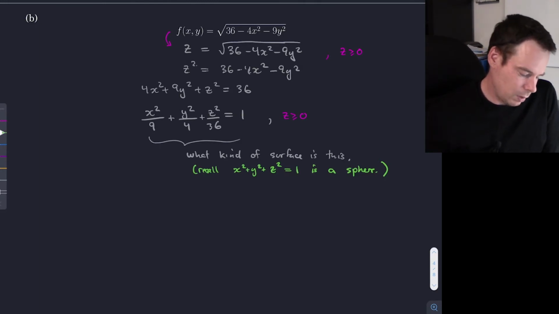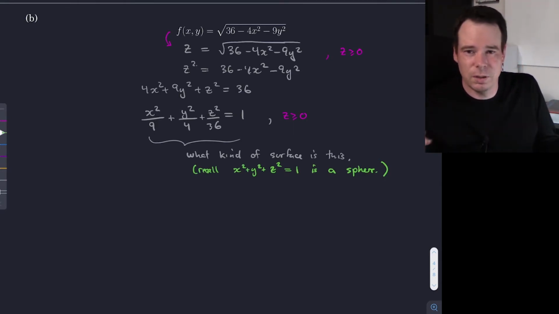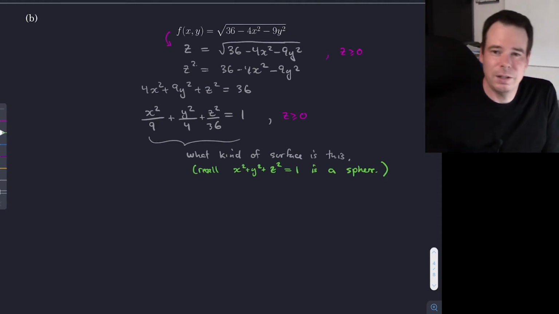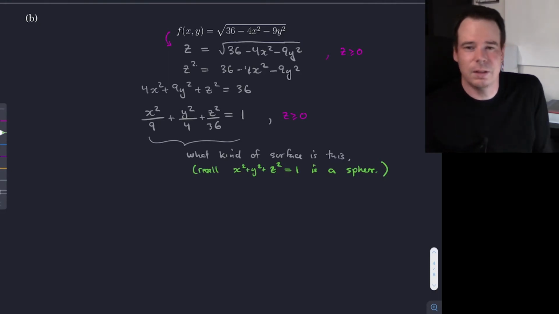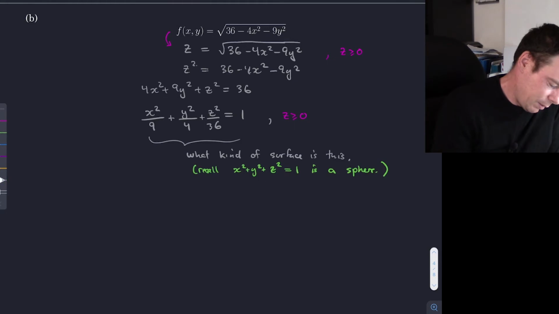So this is not a sphere because we've got these denominators. But what do those denominators 9, 4, and 36 do? They actually just stretch the sphere in the different directions by different magnitudes. So what we actually get here is like a stretched sphere. It's stretched differently in the different directions. And that's known as an ellipsoid. But we'll get the sketch of it here.